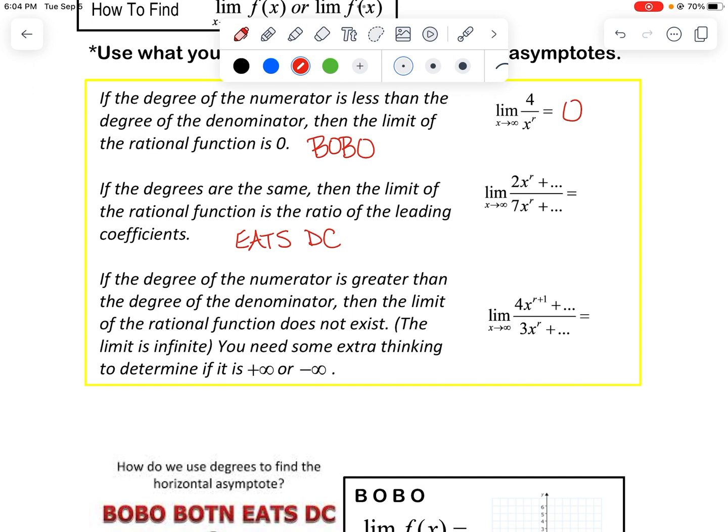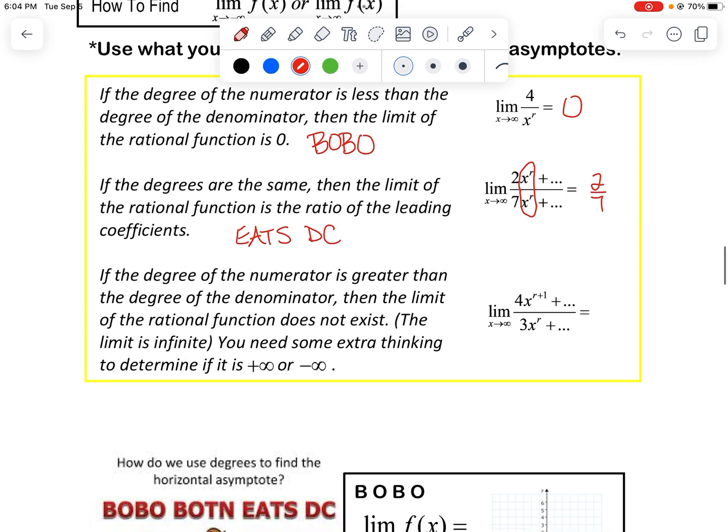So if they have the same degree, as we do right here, the biggest exponents are the same, then the limit is 2/7 because it is the same as the horizontal asymptote. The horizontal asymptote is the end behavior of the graph. And then bottom is bigger on top. There is no horizontal asymptote, but there is an arrow. So this is saying, what is the right arrow doing? And we have to do a little bit extra thinking to figure it out.